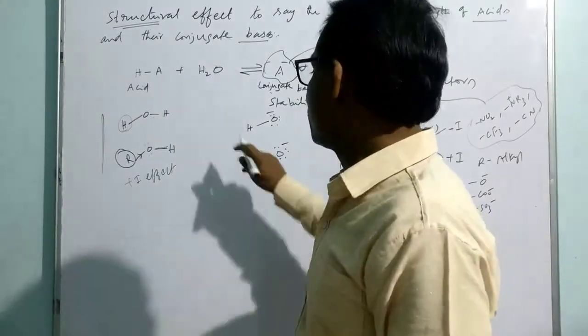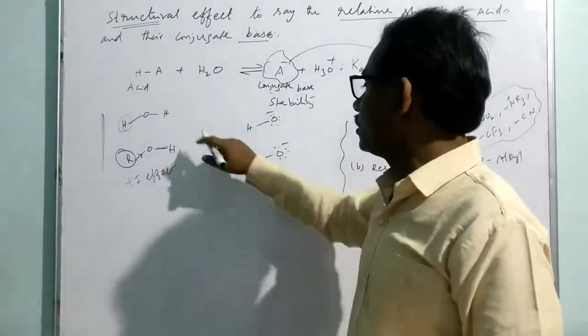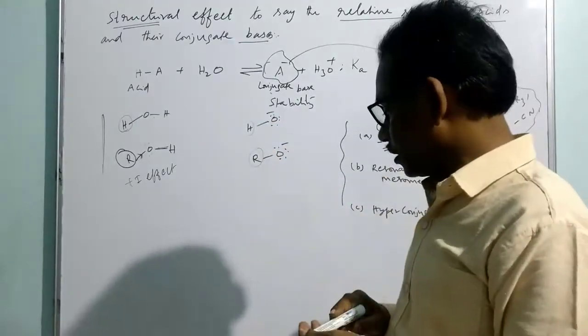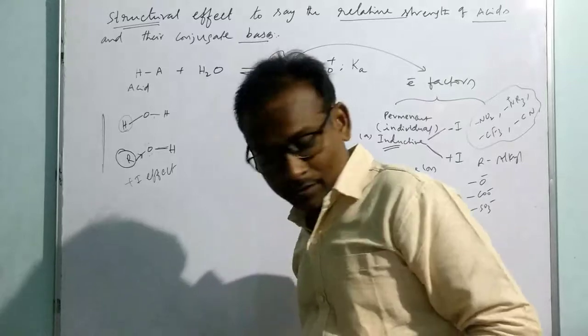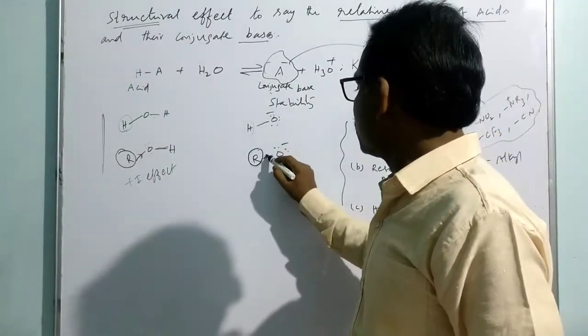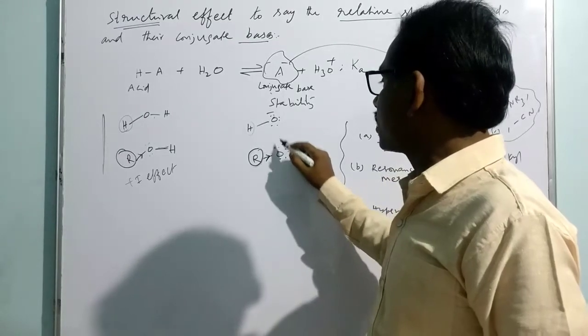Otherwise you just think about its conjugate bases. In this case hydrogen, here it is R. So here this R is pumping the electron. This is pumping the electron. What happens to the electron density over oxygen compared to here?